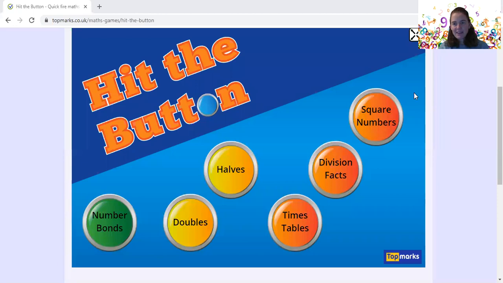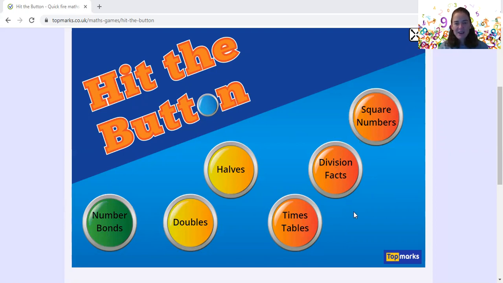I'm just going to share with you the screen where the game is. So it's called Hit the Button. And as you can see, you can choose different things to play. So you can do number bonds, doubles and halves, times tables, division facts, square numbers. We won't be doing that. Okay, so stick with these ones here.